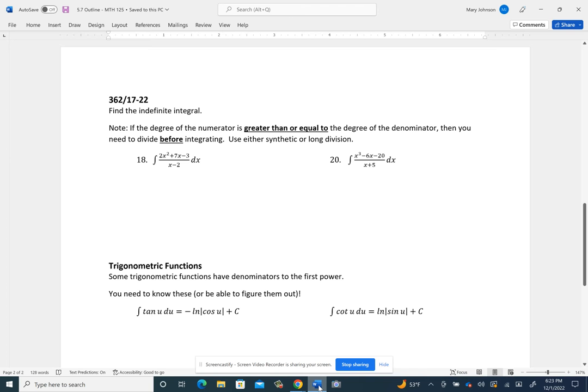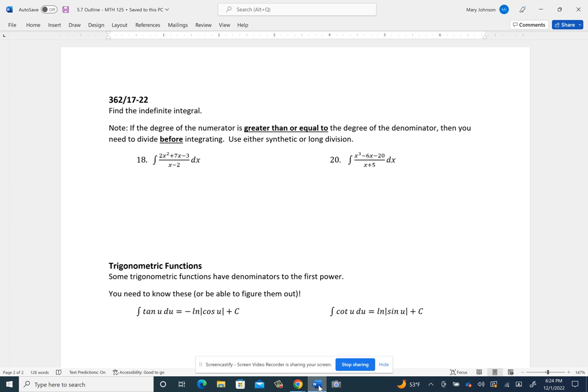Right, in this video, I'm going to look at the next part of this. Notice on questions 18 and 20, you have a rational function. The degree on top is bigger than the degree on the bottom on both of these. Sometimes what you wind up doing is trying to factor to see if you could simplify, but this doesn't factor.